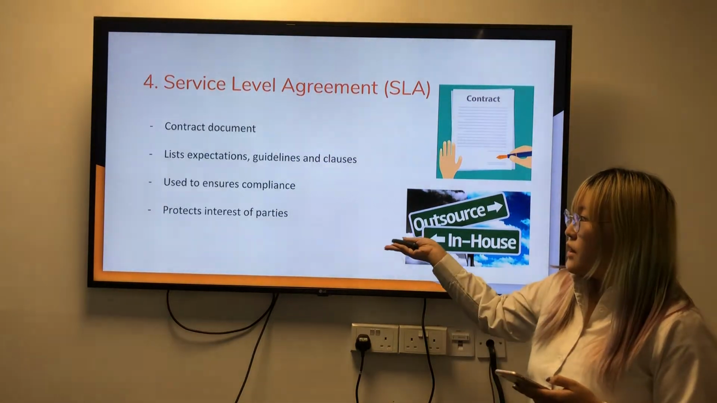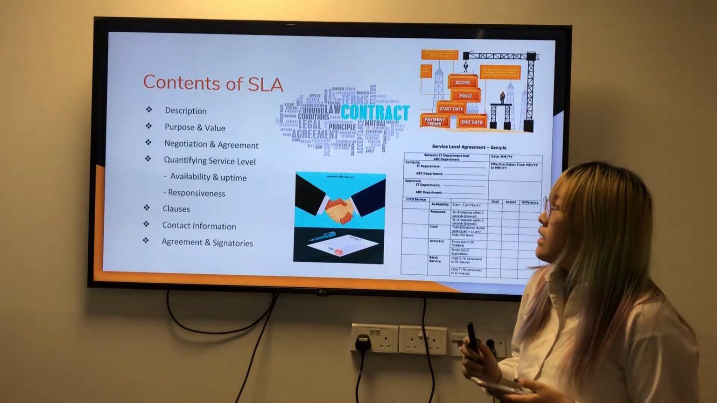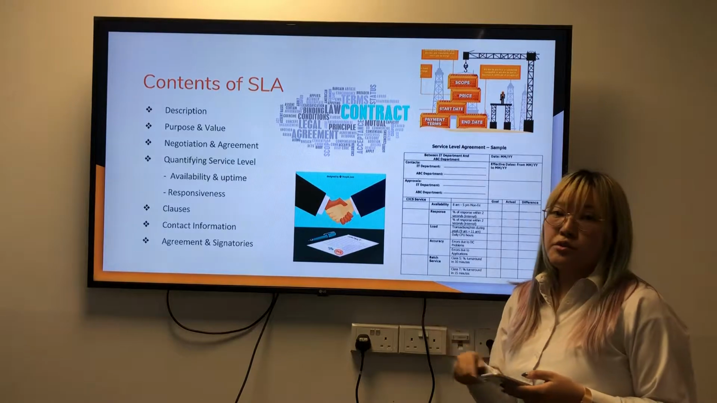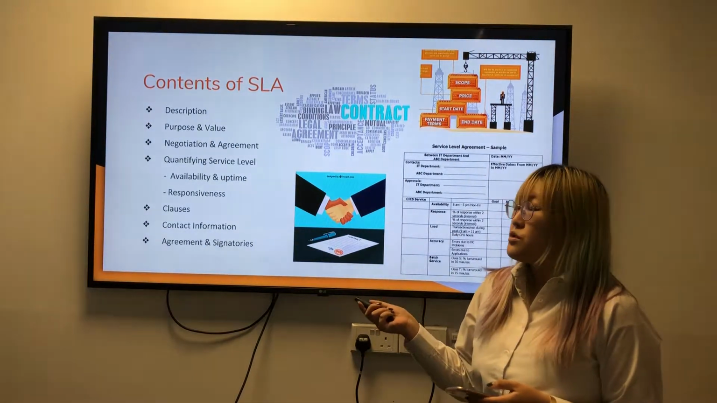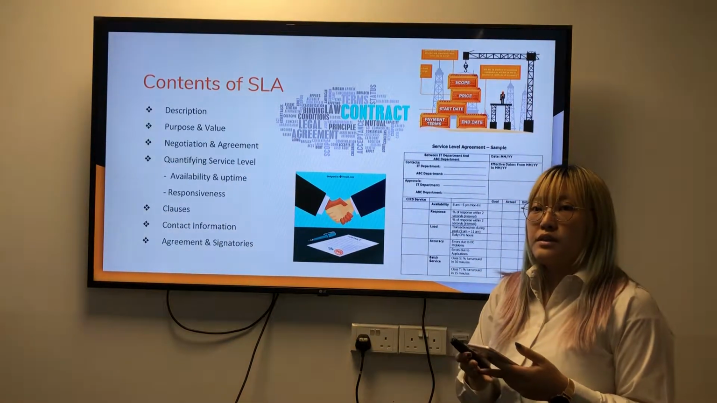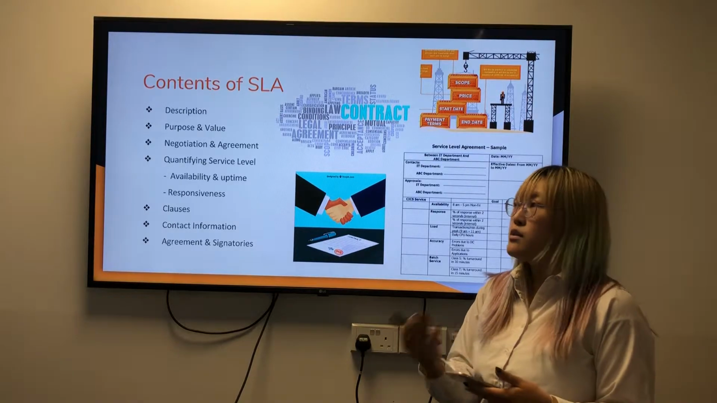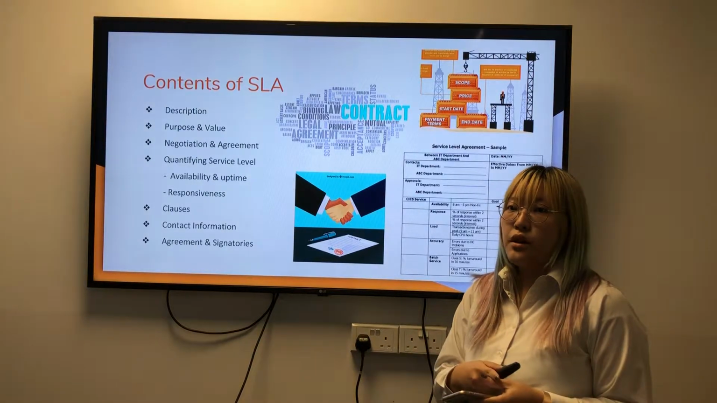So yeah, as you can see here, these are the main uses for the SLA. So inside the SLA, there's the description which briefly states the contractual periods, the parties involved and the scope of work. The purpose and value is also stated so that they will be able to clearly see what the goals of the client are, so that they can effectively work towards it to have good customer service. The negotiation and agreement is also stated.